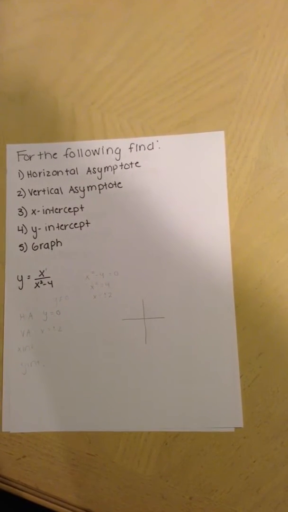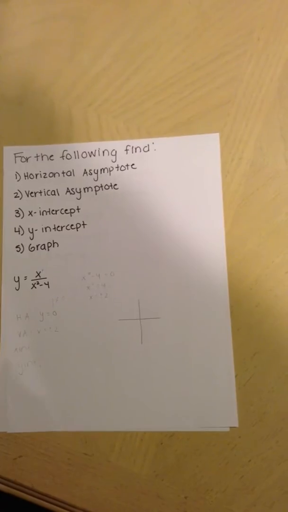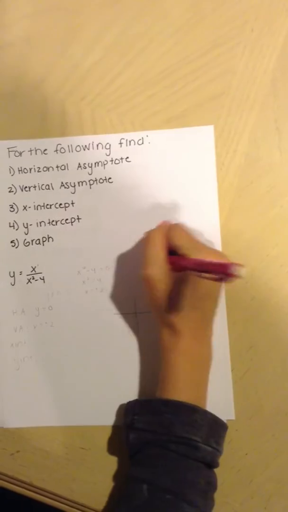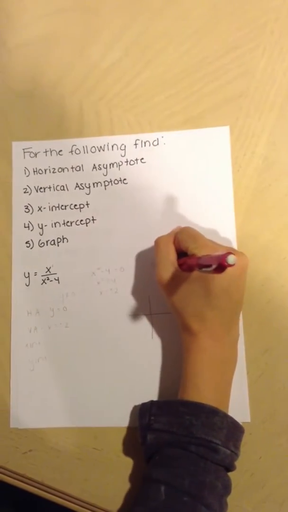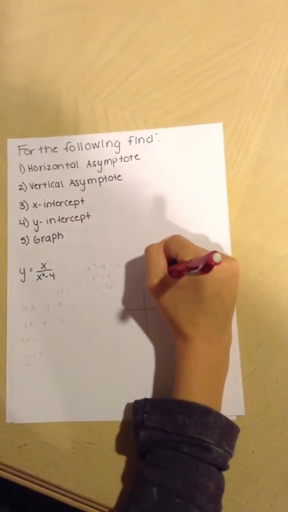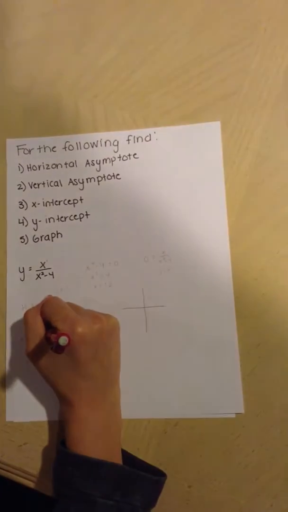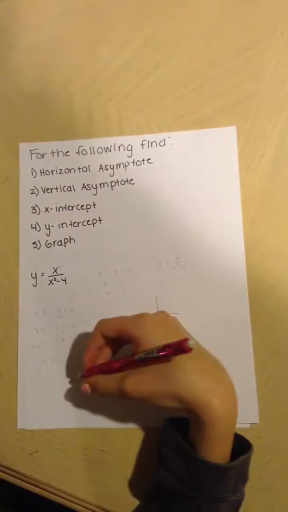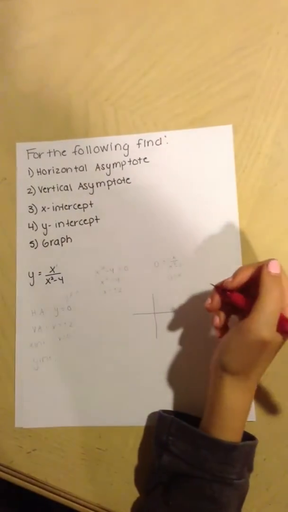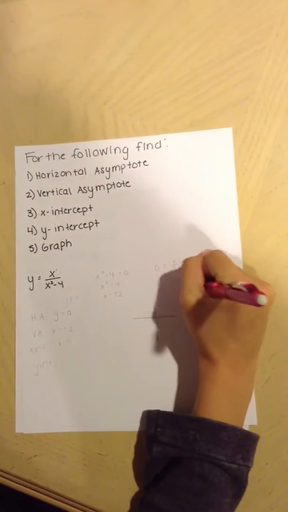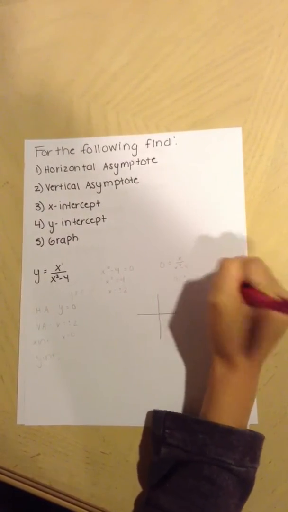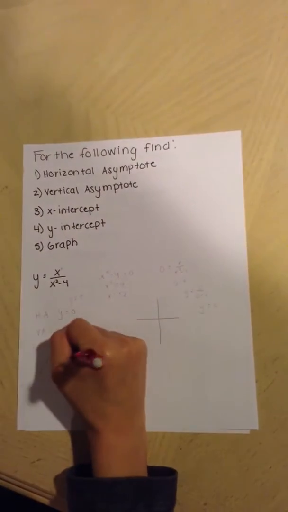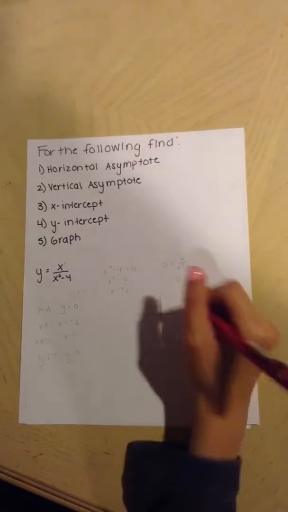Now for the x-intercept, we are going to make y 0 and solve. So 0 equals x over x squared minus 4. So now 0 equals x. So the x-intercept is x equals 0. So now for the y-intercept, we're going to make x 0. So y equals 0 over 0 minus 4. And you're going to get y equals 0. So your y-intercept is y equals 0.